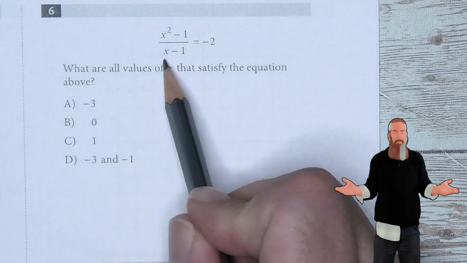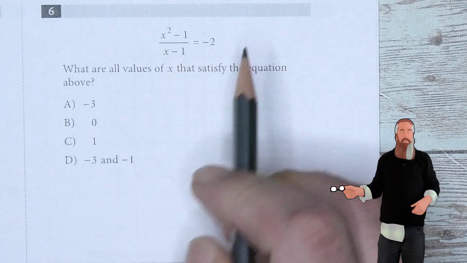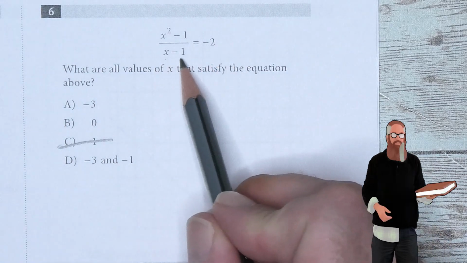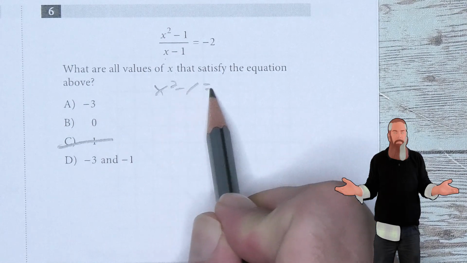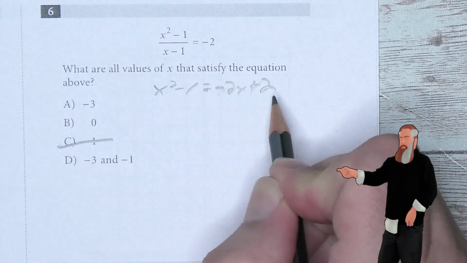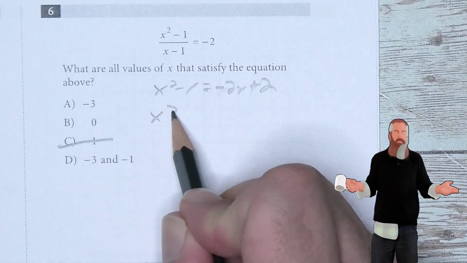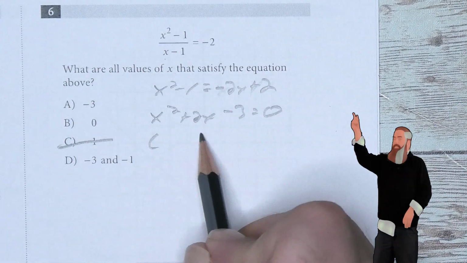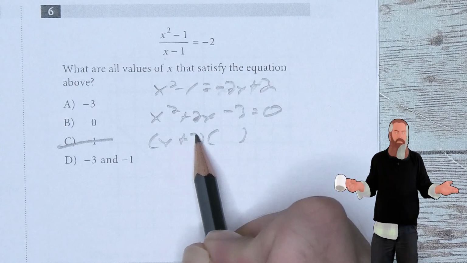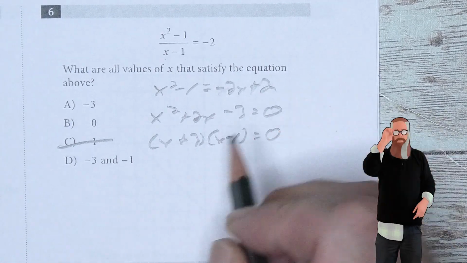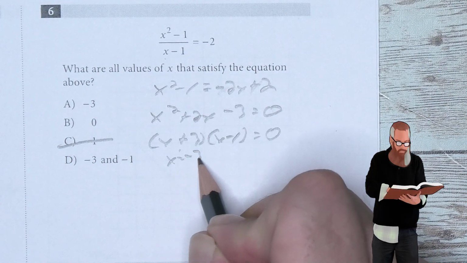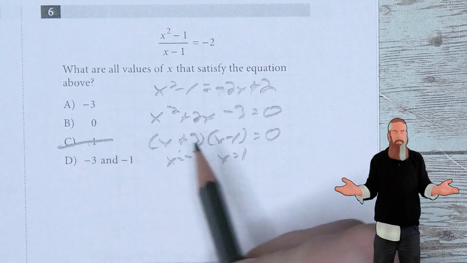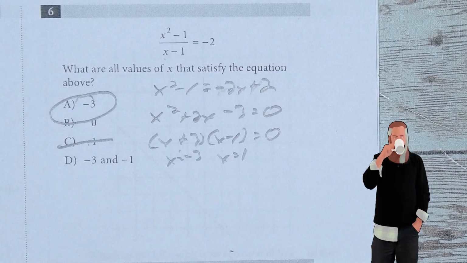What are the values of x that satisfy this equation above? Starting out really simple, I know that if x was 1, I'd have a 0 in the denominator, so it cannot be an answer. Now, let's multiply both sides by this x minus 1, so that we have x squared minus 1 is equal to negative 2x plus 2. Gathering everything on the same side of the equation is going to give me x squared plus 2x minus 3 is equal to 0. Now, I can factor this so that I have an x plus 3 and an x minus 1 is equal to 0. This means that x is negative 3 is an answer and that x is 1 is an answer. But we already know that 1 cannot be the answer, so only negative 3, A, is our answer.